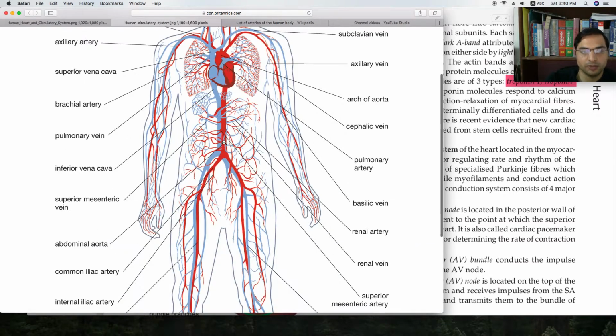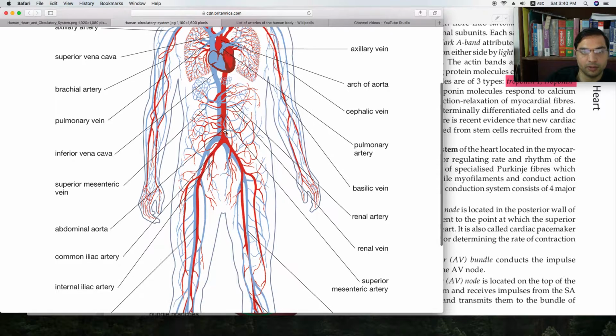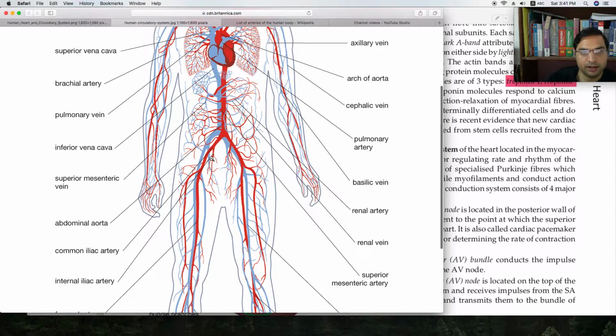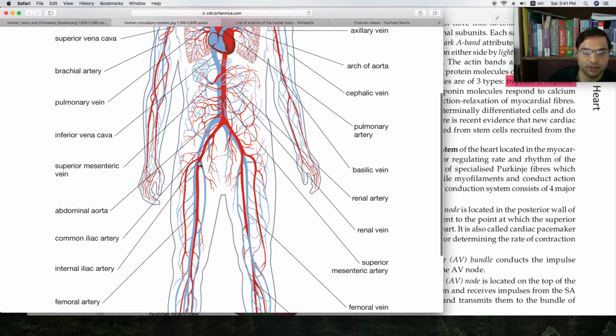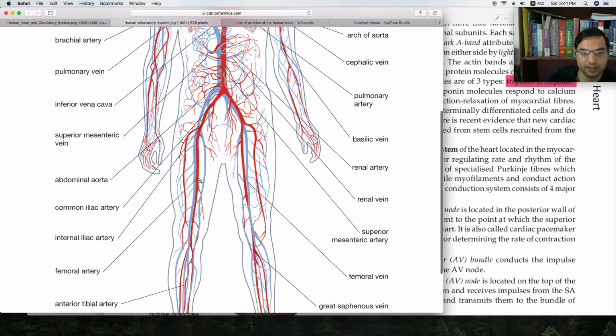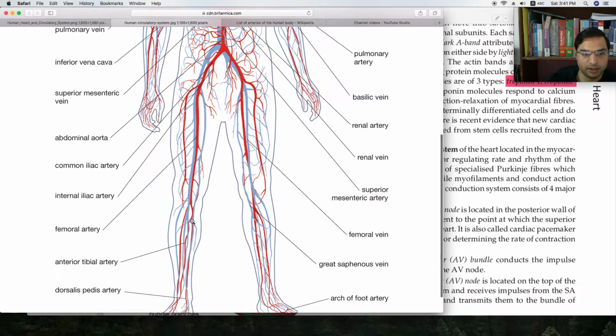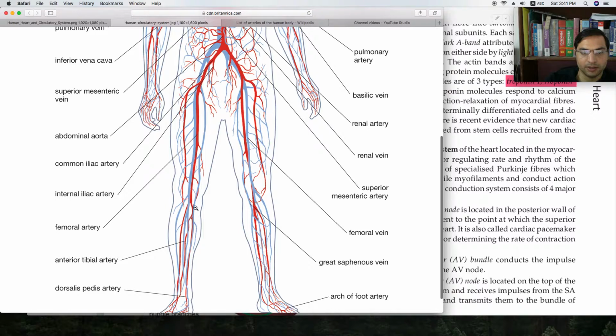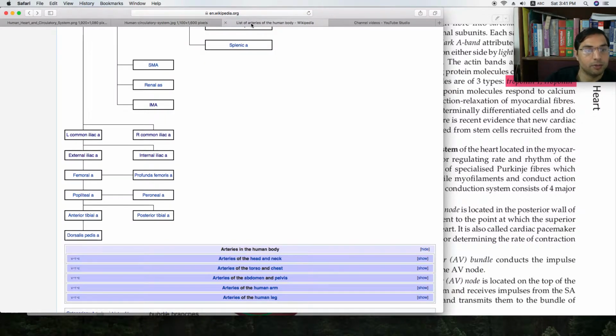Then this is also the abdominal aorta. The abdominal aorta becomes the common iliac artery, the left and the right. Then the common iliac artery becomes the external iliac artery and the internal iliac artery. The external iliac artery becomes the femoral artery. At the level of the thigh it is the femoral artery, and from the femoral artery it becomes the popliteal artery, right.